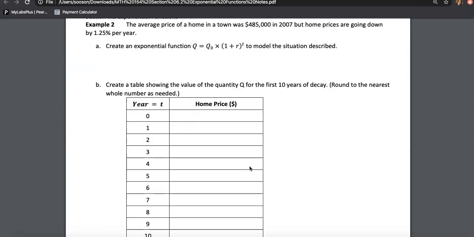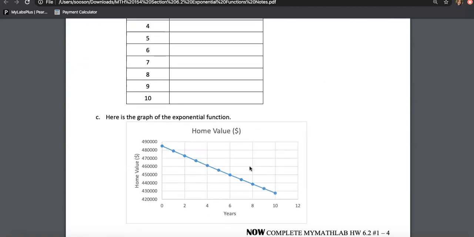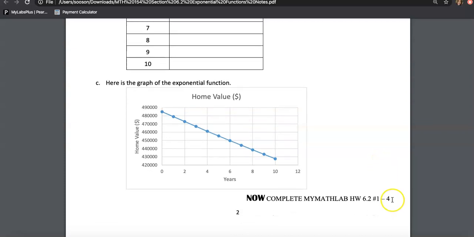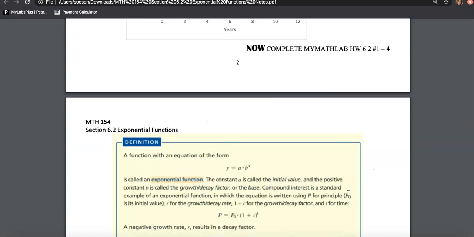I will stop the video after I go over those two examples and ask you to try my MyMathLab Homework 6.2 number 1 through 4 using Excel as calculator. Just the same thing that I'm about to do on the first two problems, but I'll ask you to try 4 on your homework.